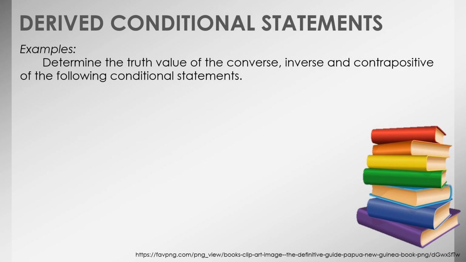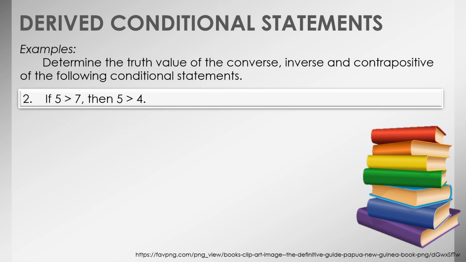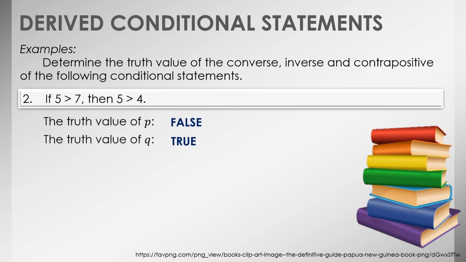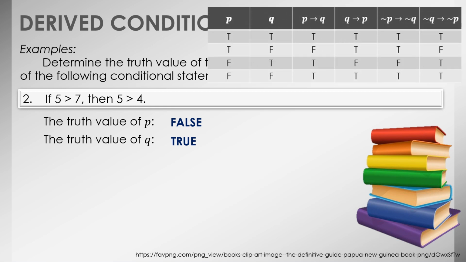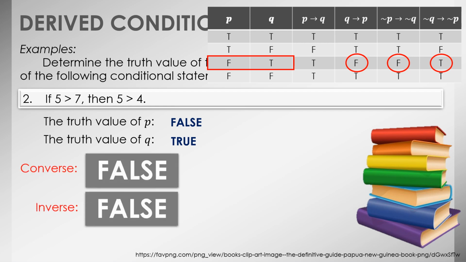Next example is given by this. Applying the same process we've done in the first example, we have the following truth values for the P and the Q statement. Now recalling once again the truth table for the derived conditional statements, we've seen that we are on the third case. Thus, based on the truth table, we can conclude that both the converse and inverse are false, and the contrapositive is true.